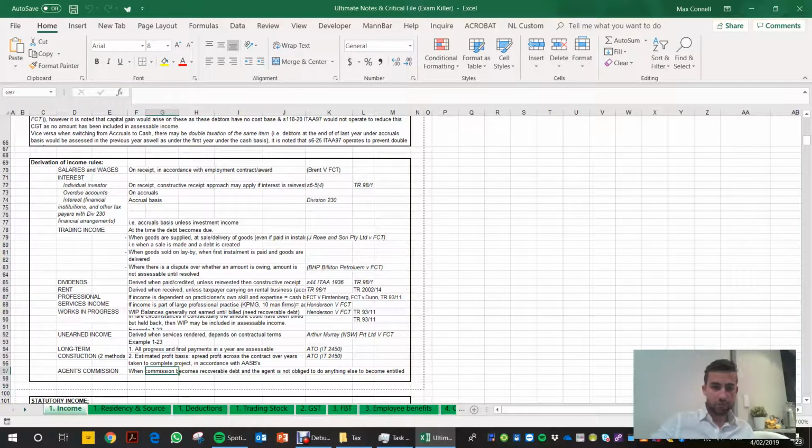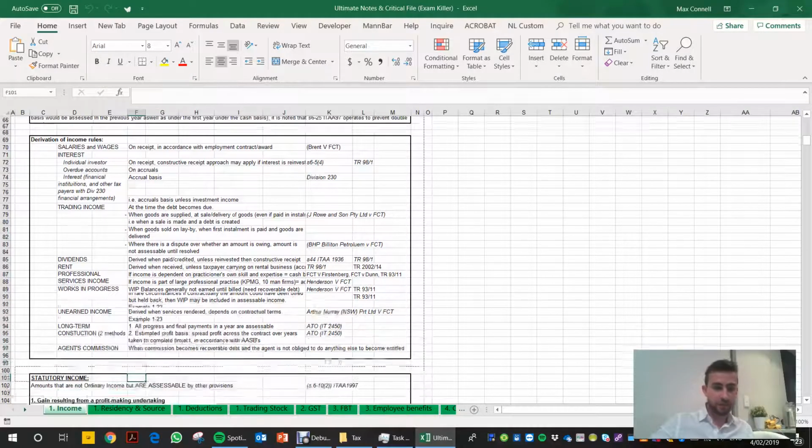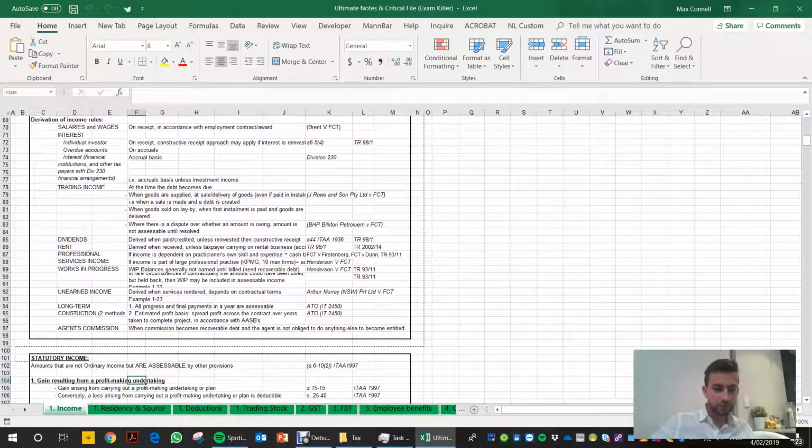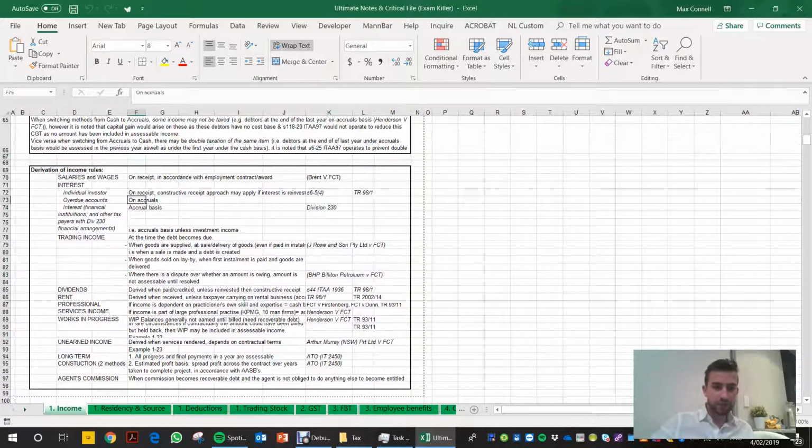Agent's commission, when it becomes a recoverable debt. I don't think I've ever seen that in an exam. Okay, so that was all ordinary income. So let's actually move down to statutory income and the specifics of that.